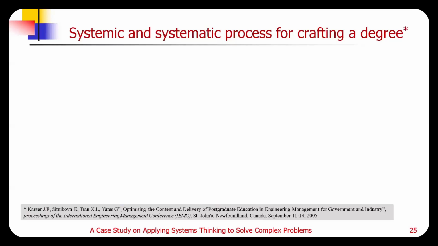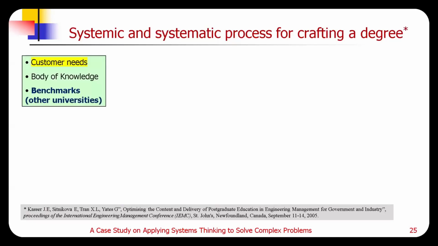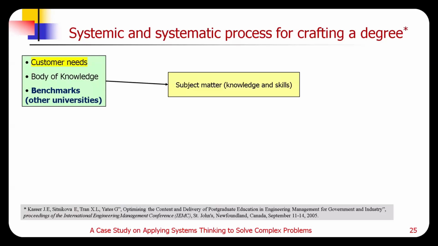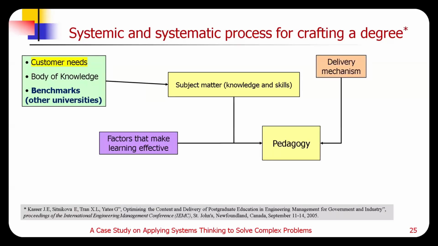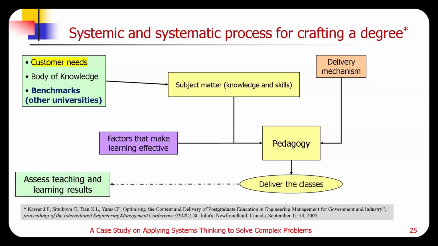So my systemic and systematic process for crafting a degree or even a course is to look at the customer needs and the body of knowledge and the benchmarks from other universities, which gives me a sort of IV&V, some kind of test on what I'm doing. That gives me the subject matter for what I'm going to teach. I then look at factors that make the learning effective and the delivery mechanism, which gives me the pedagogy. I then deliver the classes. I then assess the teaching and learning results and go around the loop again. And this is the standard iterative loop for dealing with complex problems.